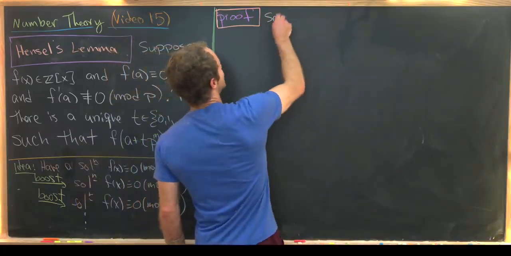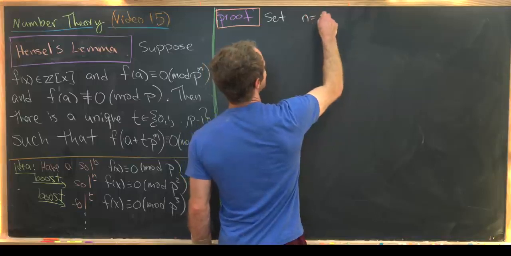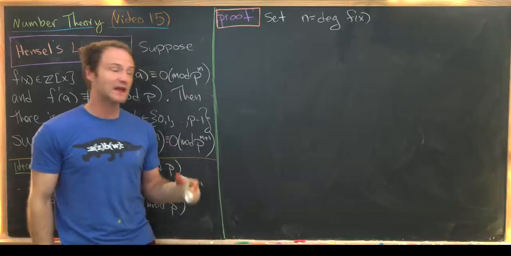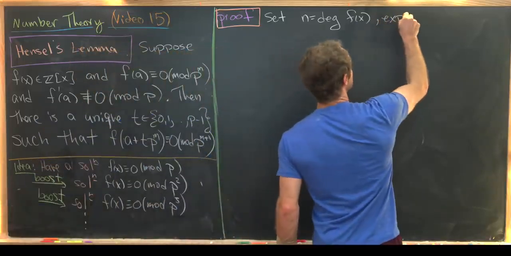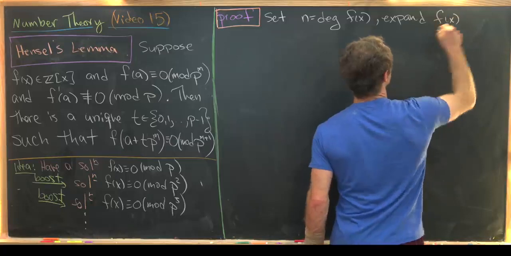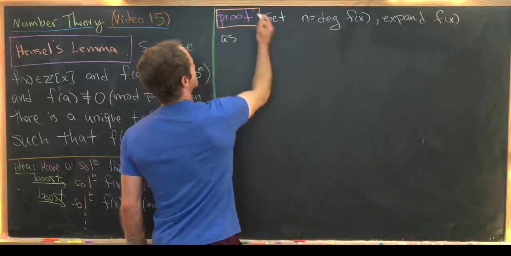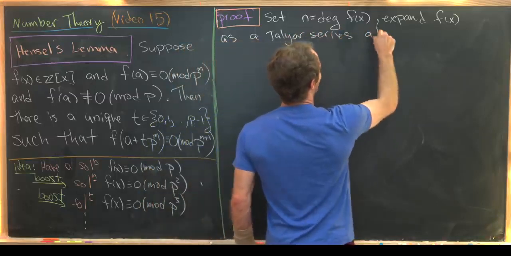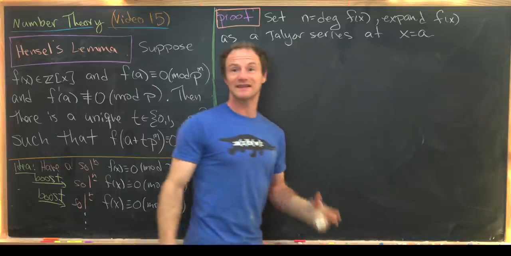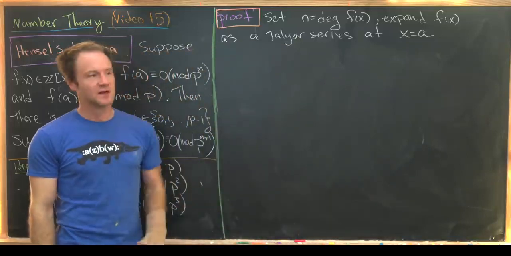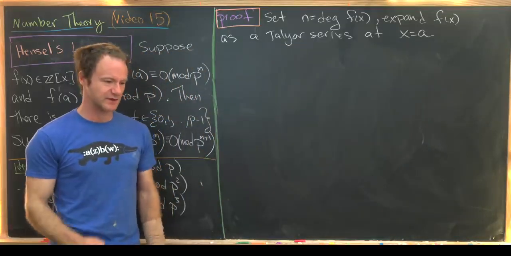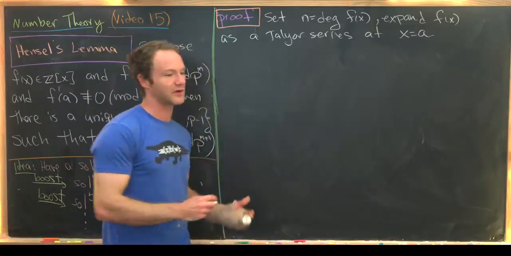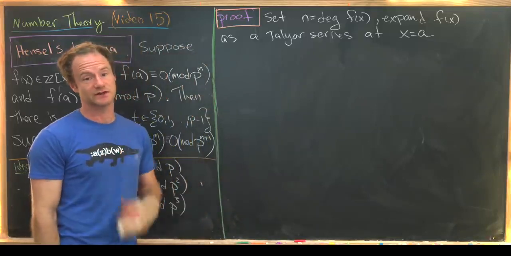So we want to start by introducing some notation. Let's let n equal the degree of f of x. And then we want to expand f of x as a Taylor series at x equals a. In other words, centered around x equals a. So this is one of the very few times that we use any of the notions from calculus in this class. But generally, if you're looking at a number theory class, then you've probably taken at least calculus 2.